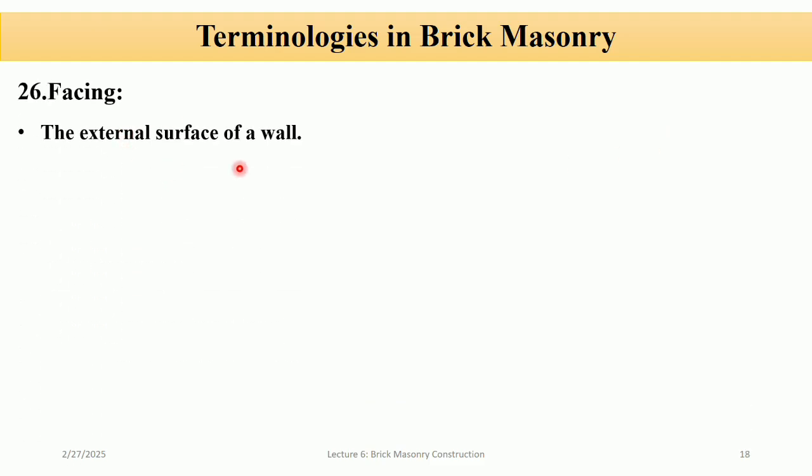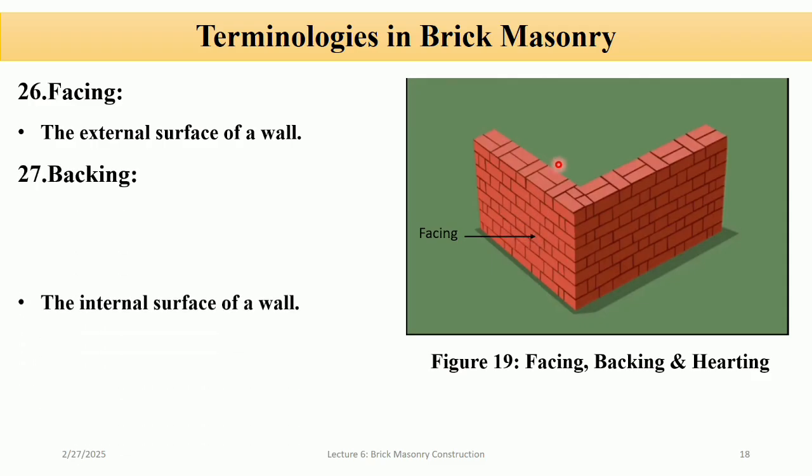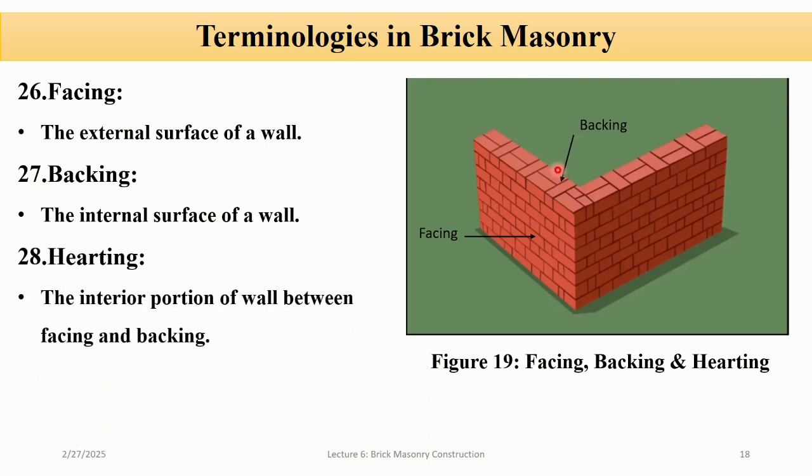Facing. The external surface of a wall is known as facing. This is the facing, the external surface, and the backing is the internal surface of the wall, and hearting is the portion between the backing and facing.